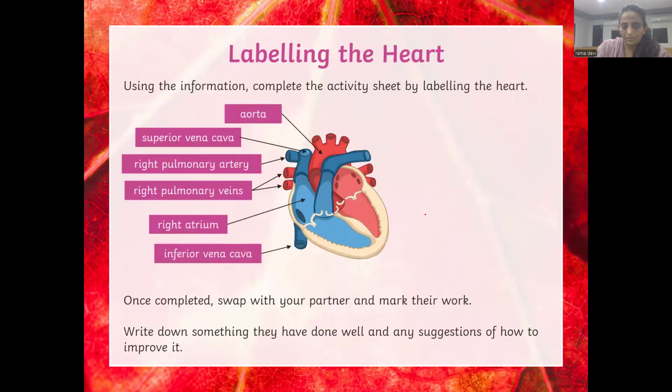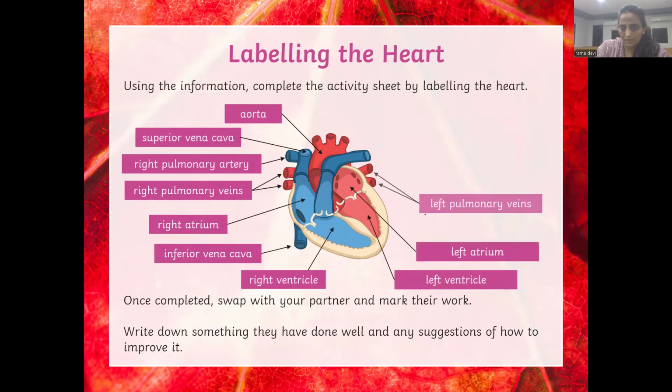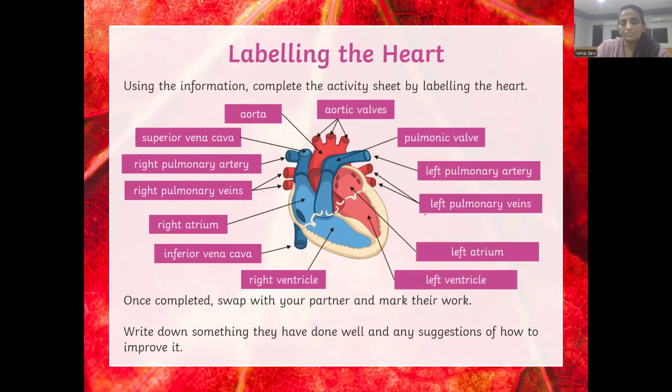Now let's look at the different parts of the heart. This picture shows you the external features of the heart. In this picture, you are able to see the blood vessels, the chambers, and also the valves. So these three are very important. As I said, the heart is divided into a right half and a left half. The right half is taking the deoxygenated blood.